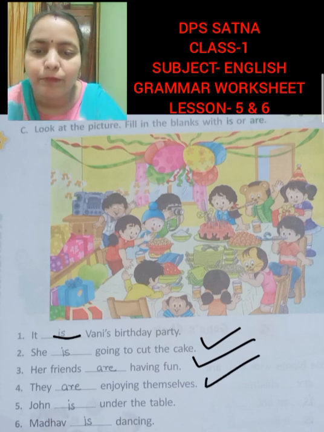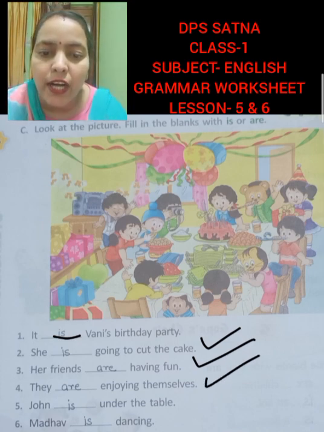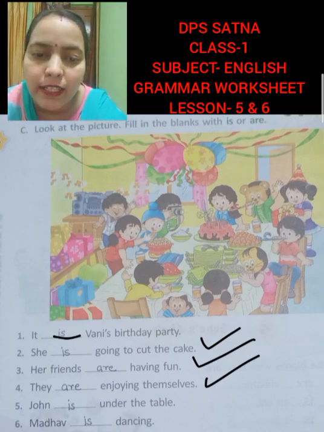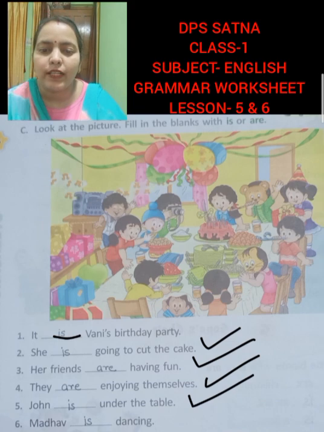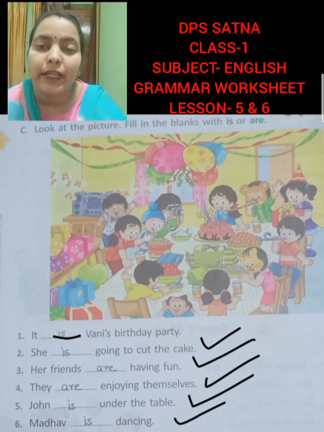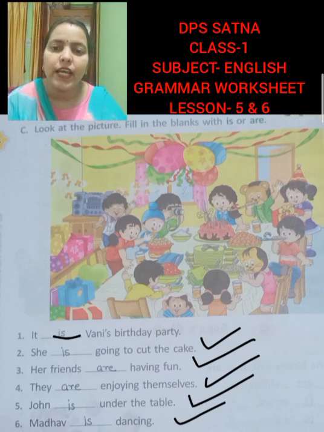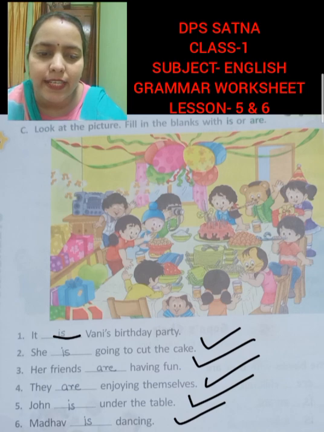More than one. John dash under the table. John means one person. We are talking about one person. So is will come over here. Madhav dash dancing. Madhav means one person. So we will write is over here. Okay kids. Now we are going to do the next exercise.